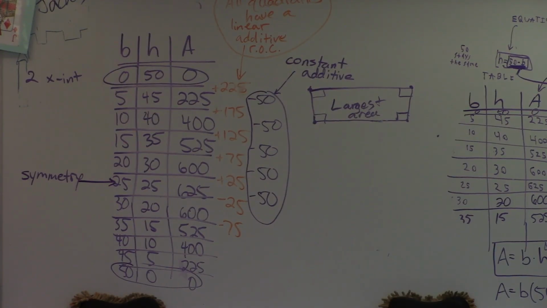A property that you've learned in Algebra 1, and even in middle school some, was substitution. If h is equal to 50 minus b, what can I substitute this in for? The h. To the h, to the b, to the h. That creates this equation.